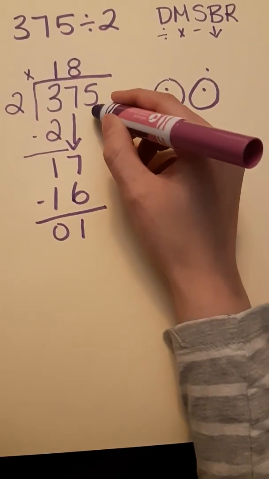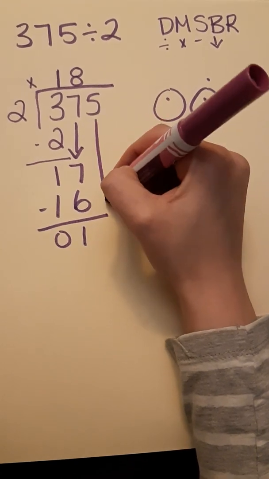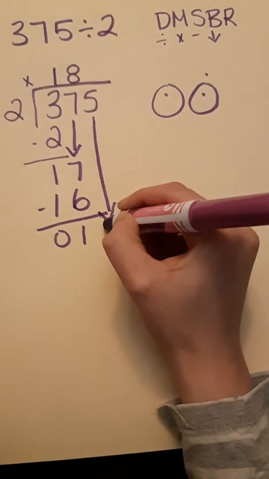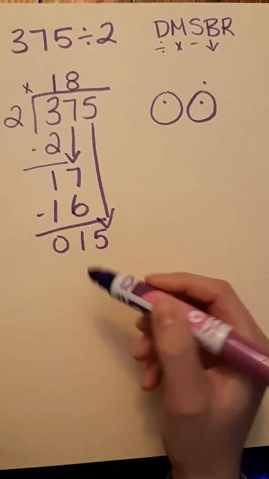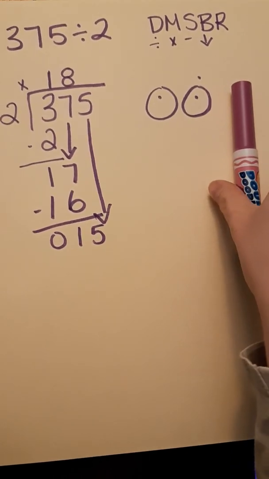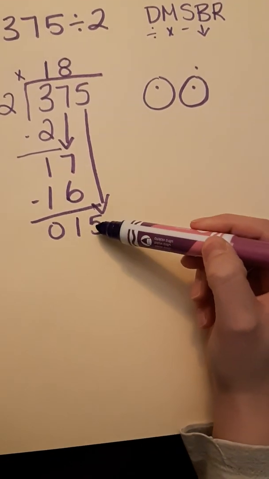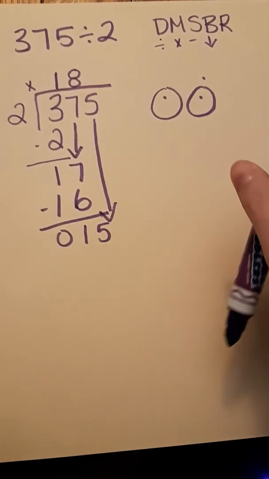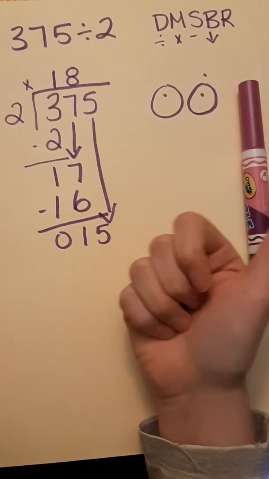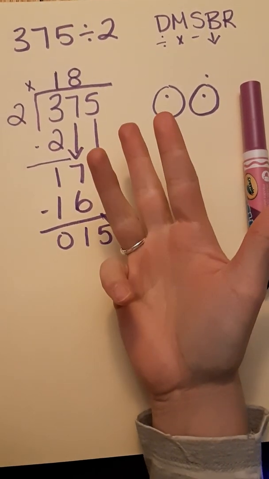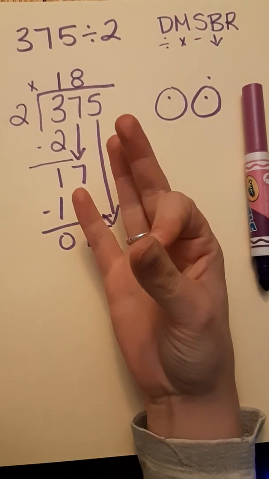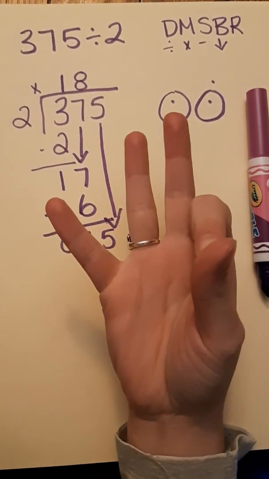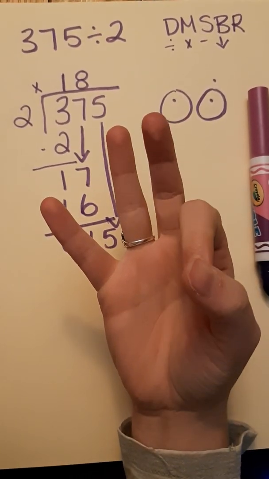And now I'm going to bring down the 5. And now I'm working with 15. I'm going to use my skip counting by 2's up to 15 without going any further. 2, 4, 6, 8, 10, 12, 14. If I go one more, it's 16 and that's too far. So I get 5, 6, 7.